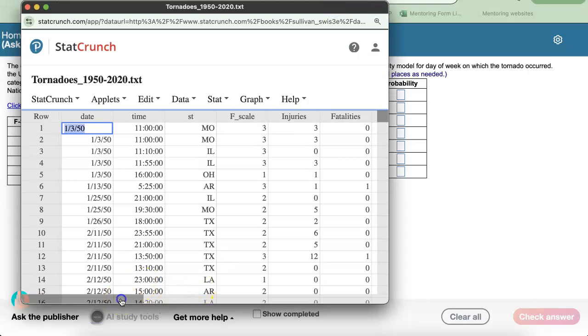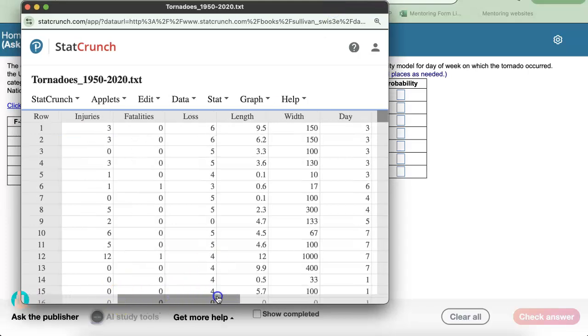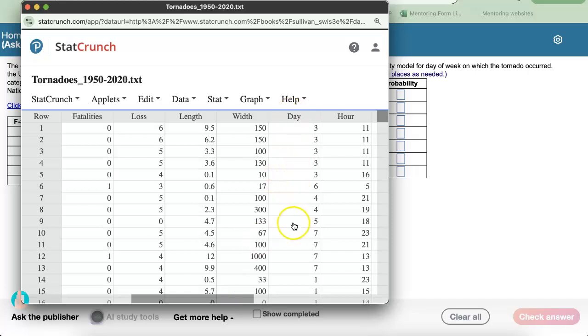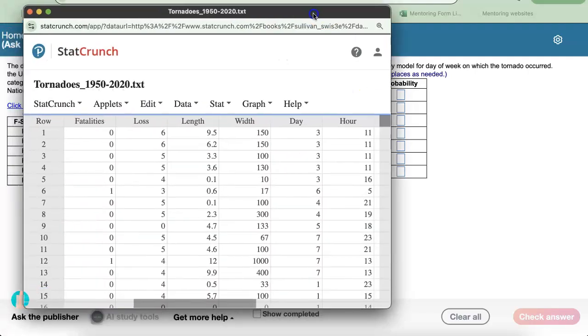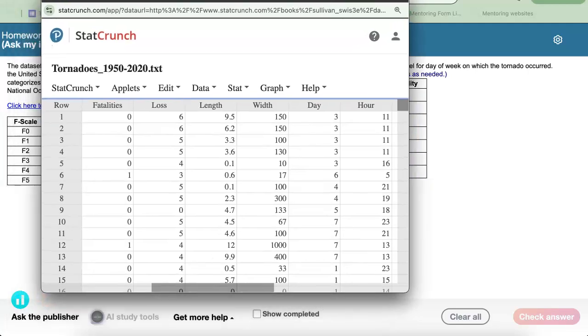And the reason why is because when I look across this data set and I look for day, I see only number values. But for instance, this particular tornado happened on day 3, which correlates to a Tuesday. Okay, so I just need to keep that in mind as I continue.